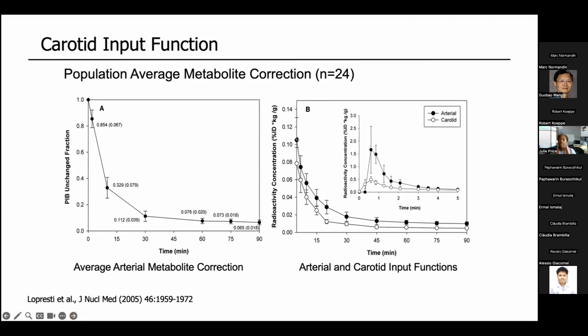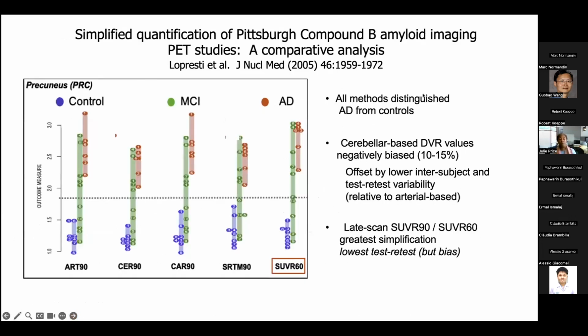The average arterial and the average carotid curves had a very similar shape, but you can definitely see a difference in magnitude, with an underestimation of the carotid and the need for careful partial volume correction and motion correction when you're using carotid radioactivity as an image-derived input. But nonetheless, these are results across control and AD for the different methods.